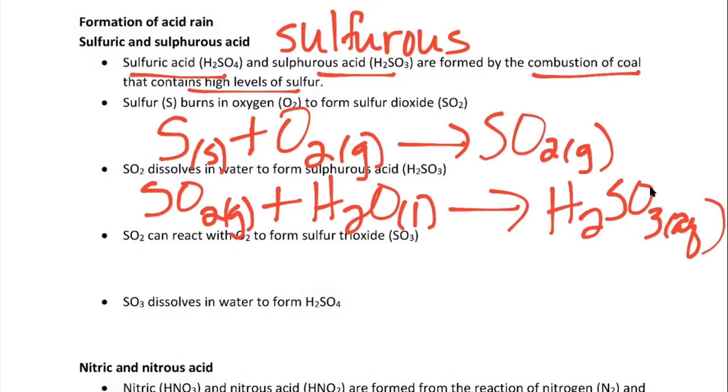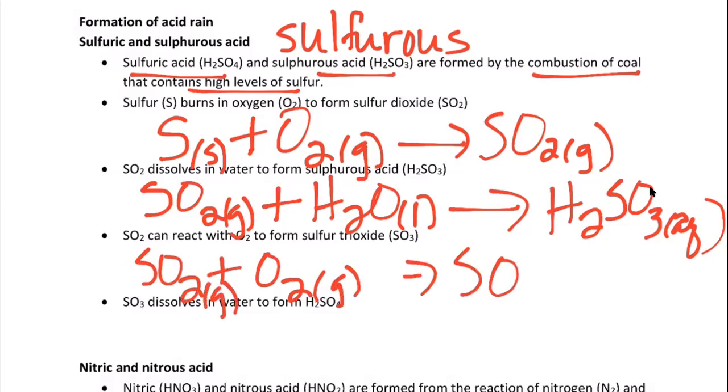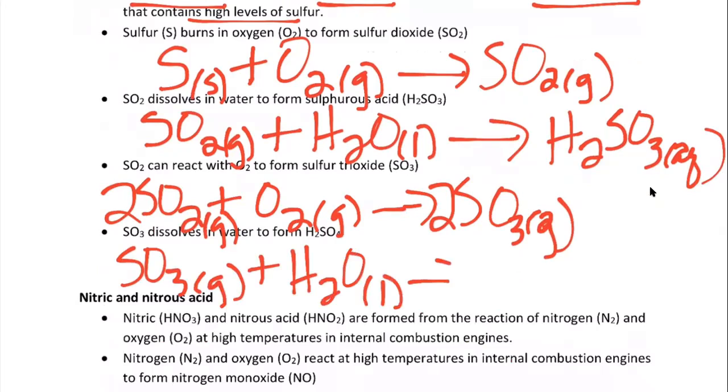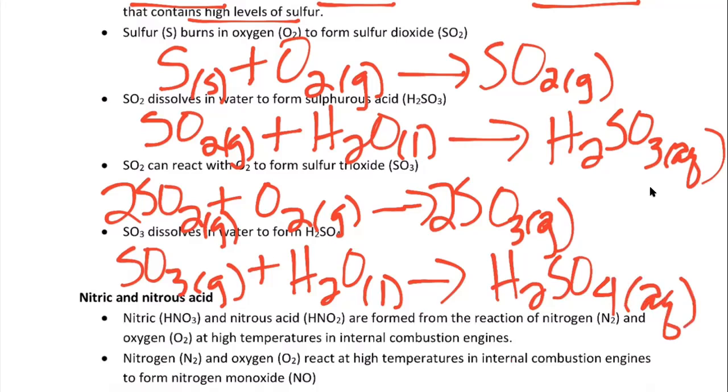And then SO2 can also react with more oxygen in the air, just oxygen gas, and that forms sulfur trioxide, SO3, okay? And let's see, this isn't balanced, so we'll put a 2 here and a 2 here. There you go, now it's balanced, okay? And then once you get sulfur trioxide, that sulfur trioxide gas can then dissolve and react with water to make sulfuric acid.